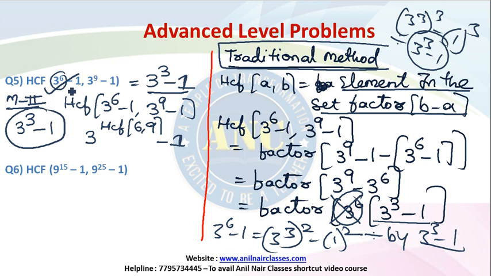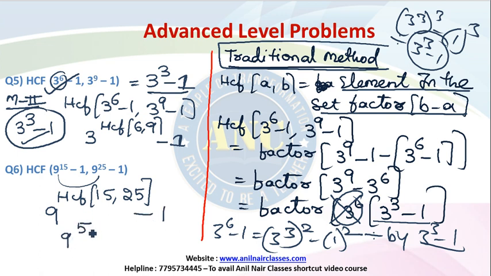Idea clear? 3 power 6 minus 1, 3 power 9 minus 1. So 3 power of 6 and 9 HCF is 3. Answer is 3 cube minus 1. Simple. Suppose this one is there: 9 power 15 minus 1, 9 power 25 minus 1. Both bases are 9. 9 power 15, 25, take the HCF. HCF of 15 comma 25 minus 1. 15 and 25 HCF is 5. Answer is 9 power 5 minus 1.